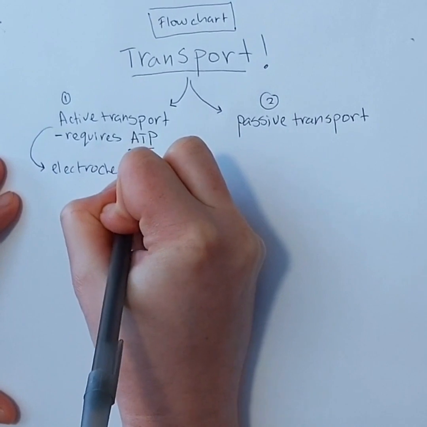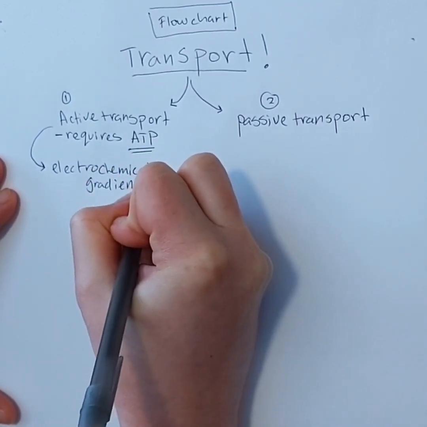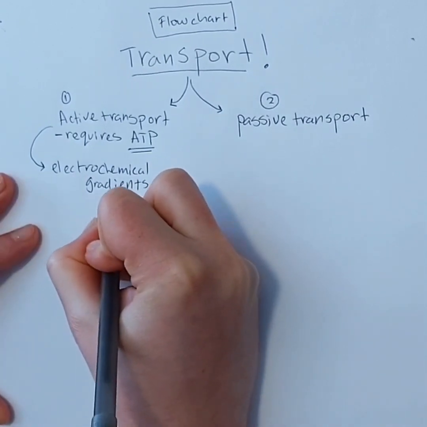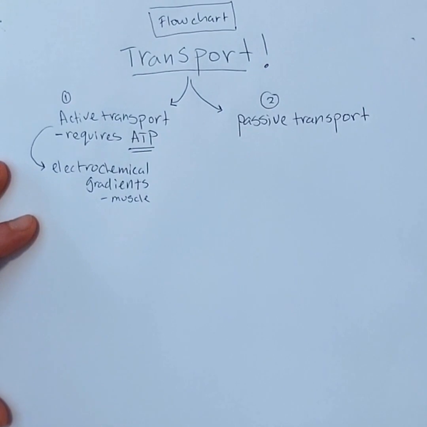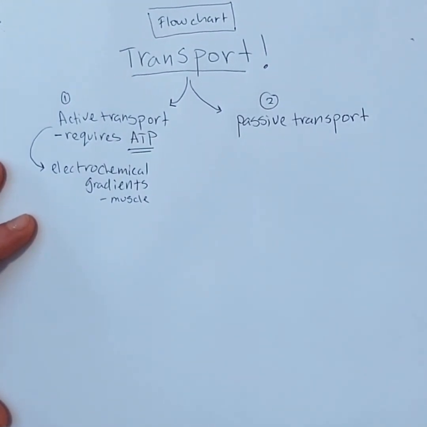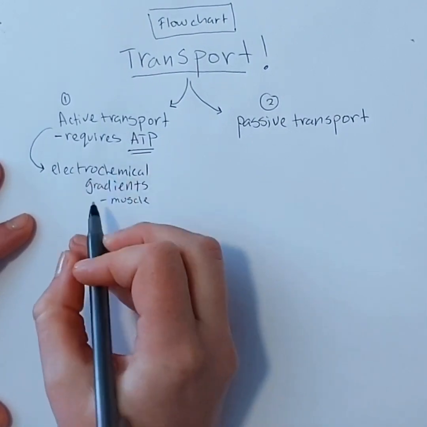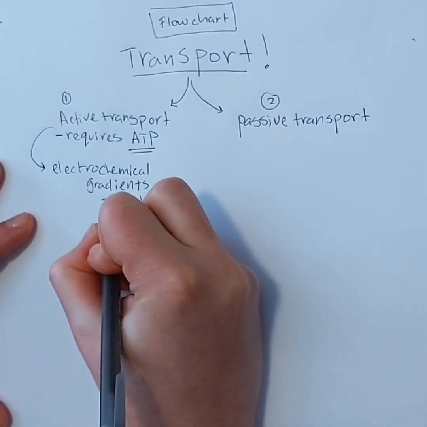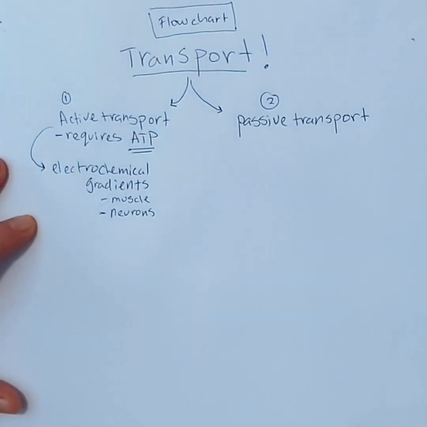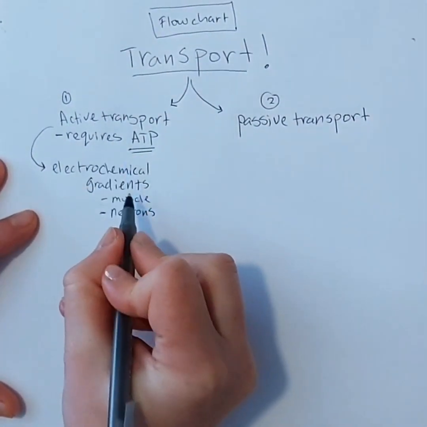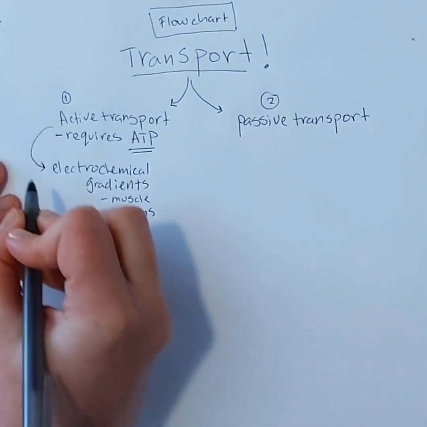Electrochemical gradients. This is really important because this is how your muscles work. And remember, your heart's a muscle, so all of your vital organs are using muscles as well. So this is keeping you alive right now, active transport. And this is also how your neurons work. So you thinking about these concepts right now is using active transport in an electrochemical gradient.